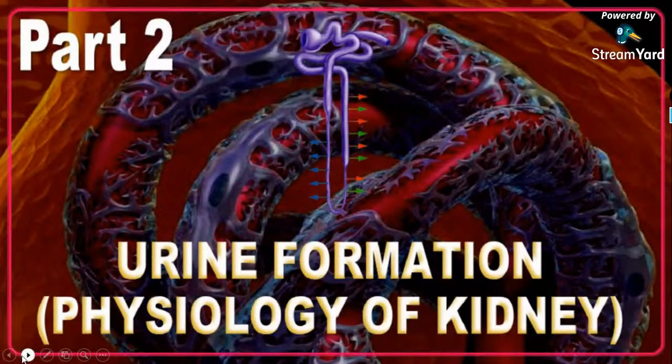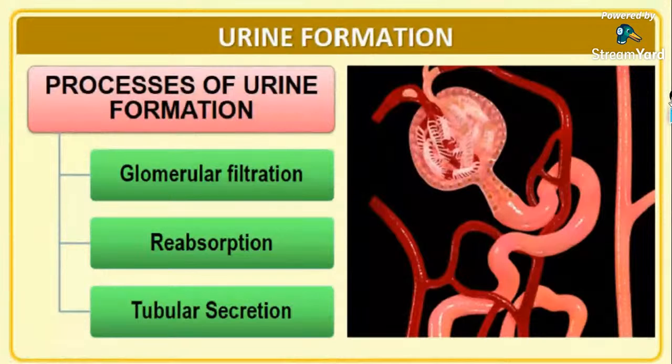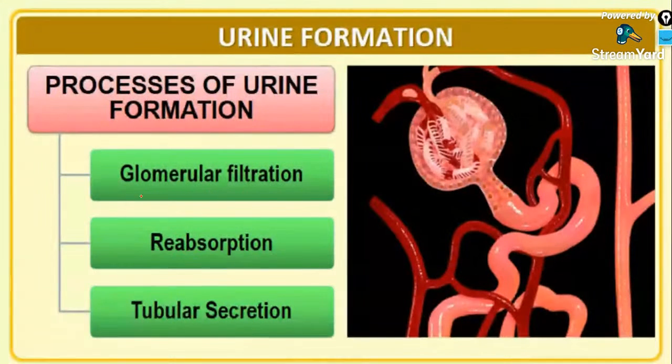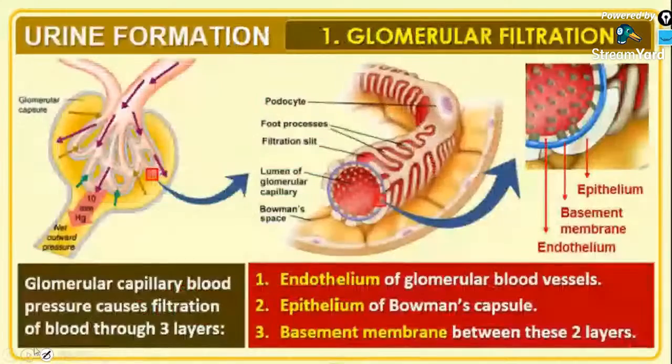There are mainly three processes involved in urine formation. First one is glomerular filtration. Second one is reabsorption. Third one is tubular secretion. So glomerular filtration, reabsorption and tubular secretion are the three main processes involved in the formation of urine. We are moving on in detail with each of them, and firstly we have the glomerular filtration.